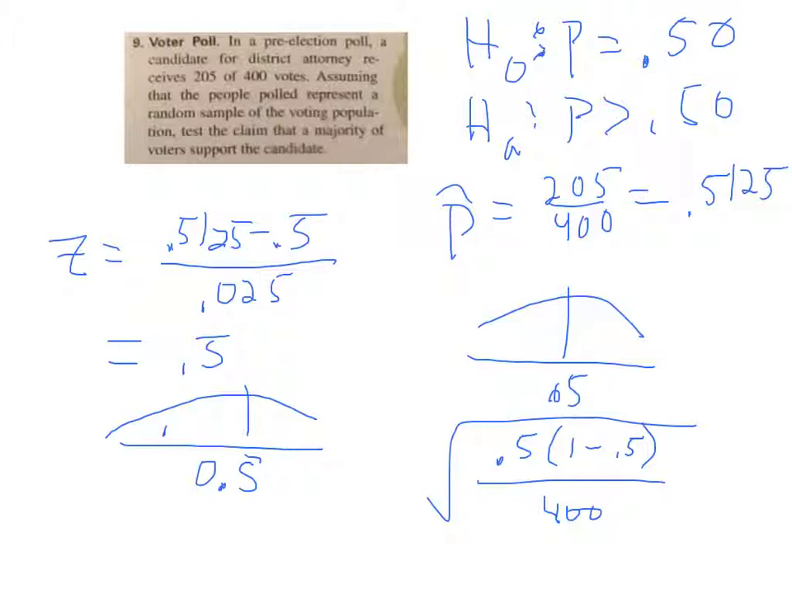0.6915. 0.6915 to find this area to the right, because that's our tail. That's what we're looking for, because we said HO is a greater than. So I'm going to do 1 minus that amount. So 1 minus 0.6915 gives me 0.3085.